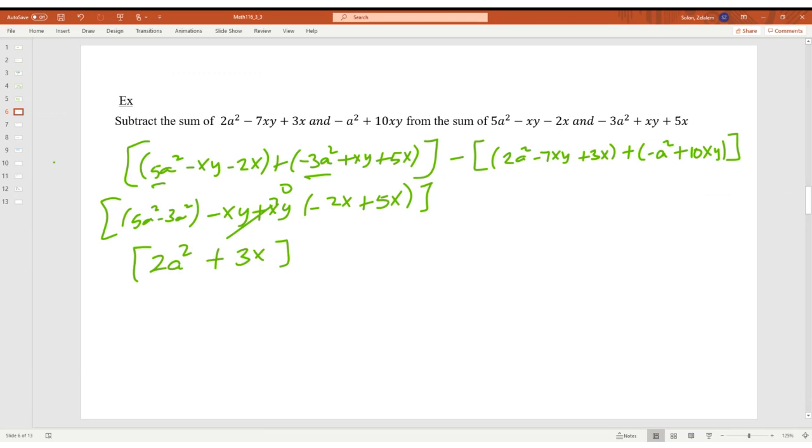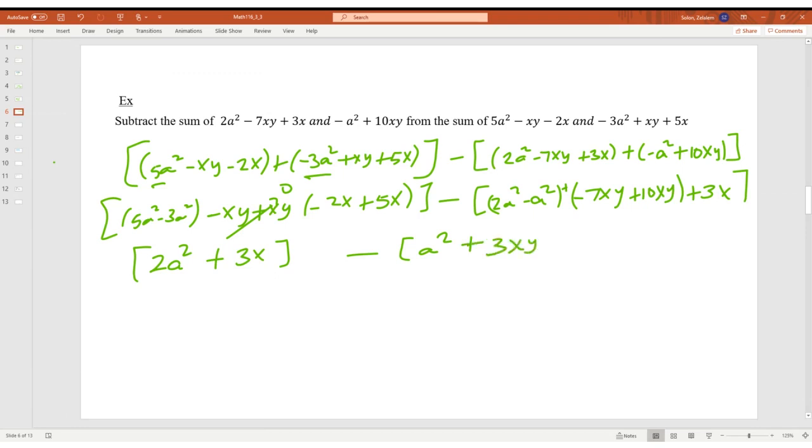Now let's see the right hand side. So I have a squared here. 2a squared minus a squared. That's the first term. And x to y, we have negative 7xy plus 10xy. So they are like terms, so we can combine those two. And we have plus 3x. Okay. So these two will be combined, and you have 2a squared minus a squared would be just 1a squared. Negative 7xy plus 10xy. Negative 7 plus 10 is 3. So I have 3xy. And finally, I have plus 3x.